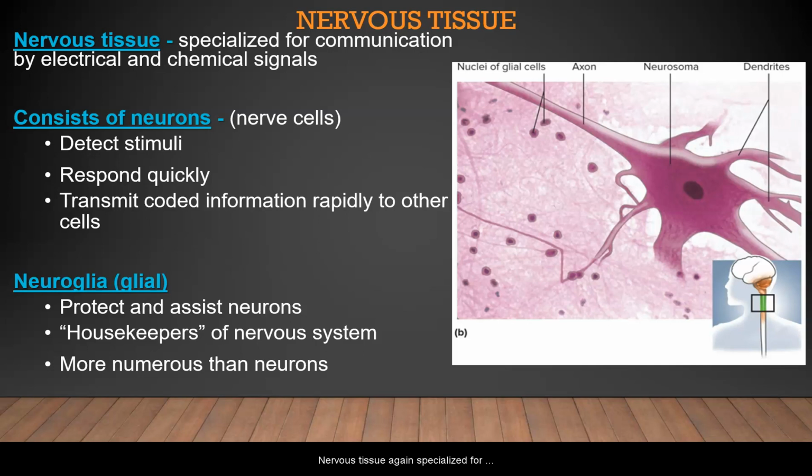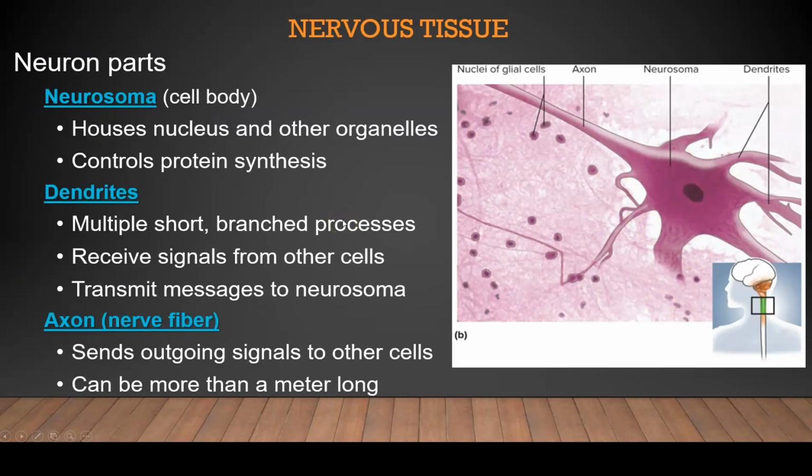Nervous tissue, again, is specialized for communication by electrical and chemical signals. It consists of the neurons, which are the nerve cells. They're able to detect stimuli, respond to them quickly, and then transmit the coded information rapidly to other cells so that some sort of effect can take place. The neuroglia, or sometimes called the glial cells, are these little guys right here. They protect and they assist neurons. They're called the housekeepers of the nervous system, and they're actually more numerous than the actual neurons themselves.